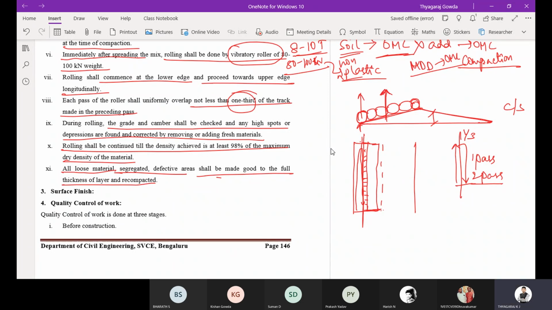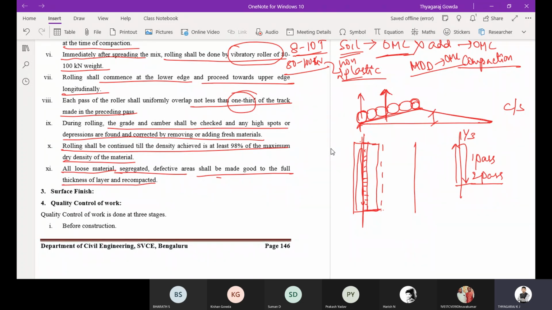You can observe in the field that some portion of the layer will look loosened. So you are going to remove that loosened part, place new material, and compact it. Okay, this is about spreading and compaction.